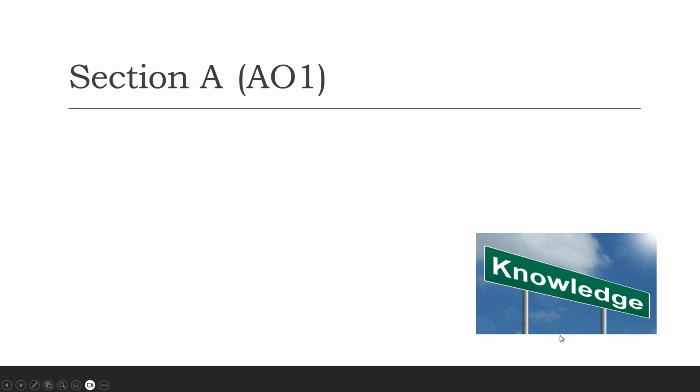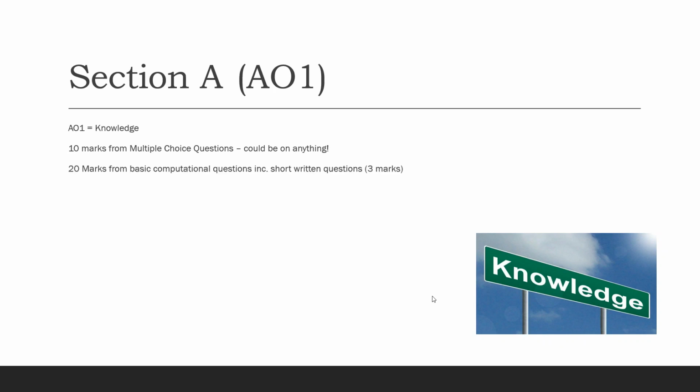Okay, so that's the main topics, the stuff that you need to learn between now and Tuesday, the 6th of June. And then just a reminder of how the sections will break down and what's been in them previously. So section A is just all about AO1, just basic knowledge. You're going to get 10 marks from your multiple choice questions, could literally be on anything. 20 marks are going to come from basic computational questions, and that will include some short written questions, 3 markers.